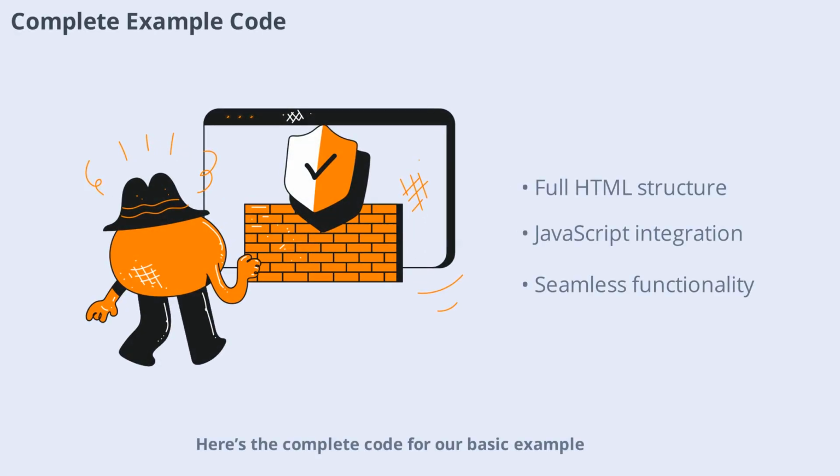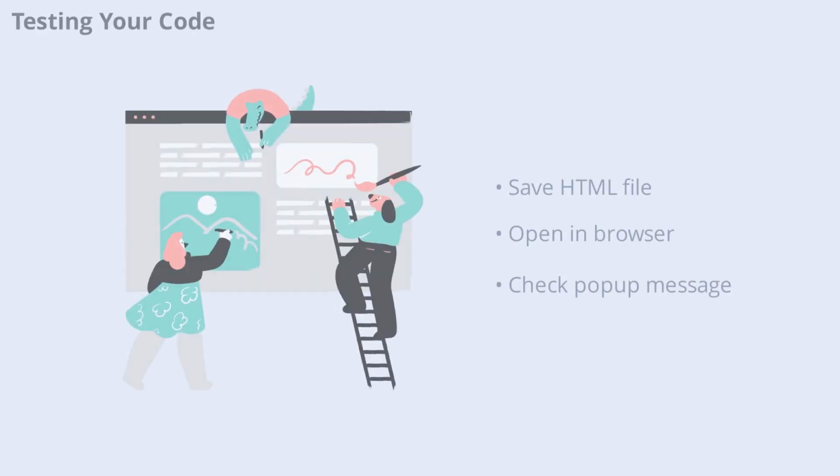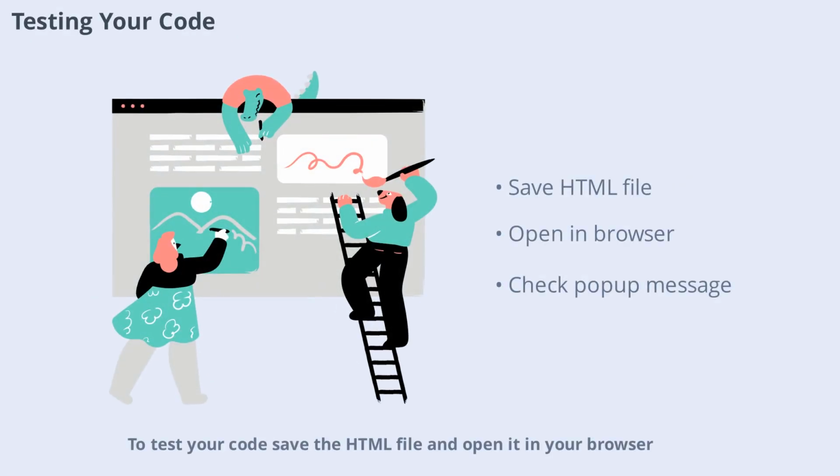Here's the complete code for our basic example. The HTML file includes the doctype, html, head and body tags, a heading, and a script tag. When you open the page in your browser, you'll see the heading and a pop-up message. This shows how HTML and JavaScript work together seamlessly. To test your code, save the HTML file and open it in your browser.